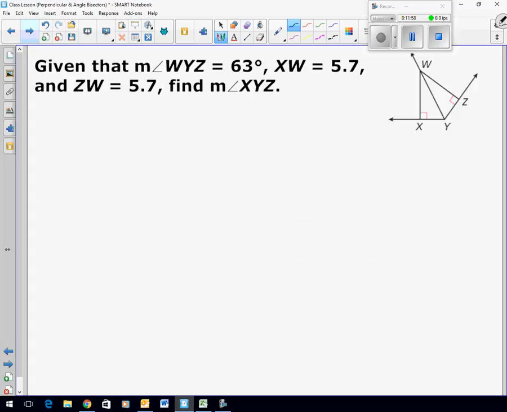Y'all do this one on your own. Given that the measure of WYZ is 63, XW is 5.7, ZW is 5.7, find the measure of XYZ.